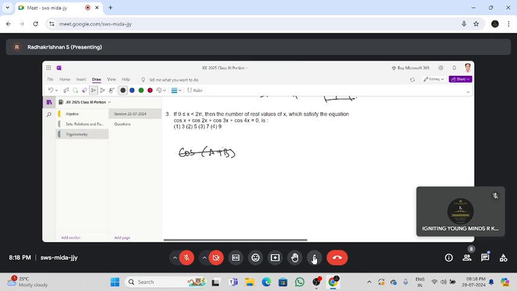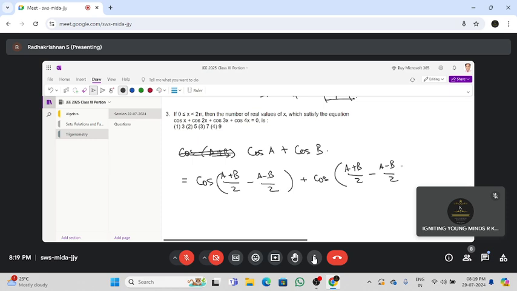Okay. Cos A plus cos B. General formula: A can be written as A plus B by 2 minus A minus B by 2, and B can be written as A plus B by 2 minus A minus B by 2. Okay, so now you expand these, what happens?